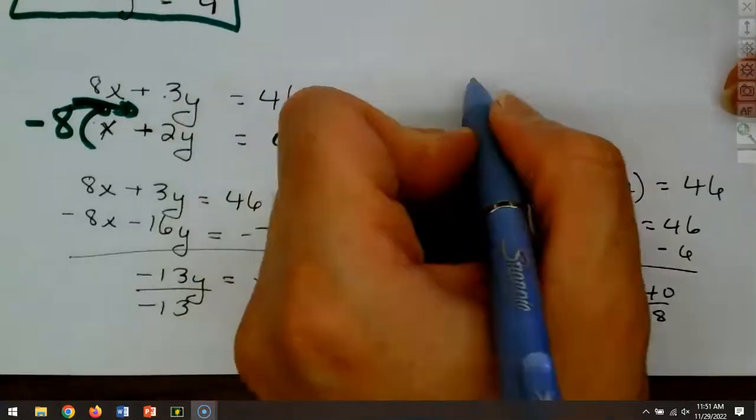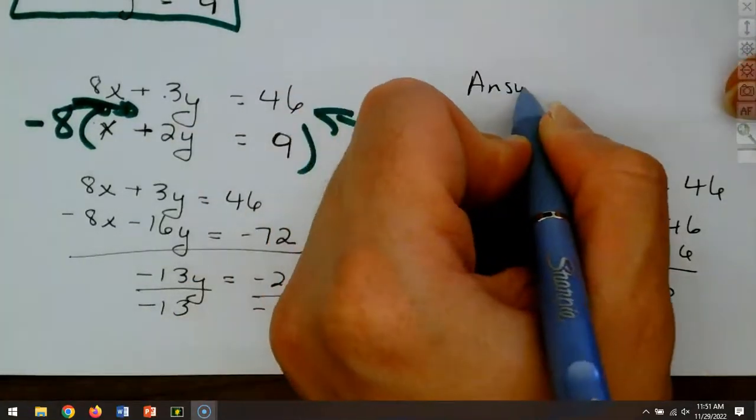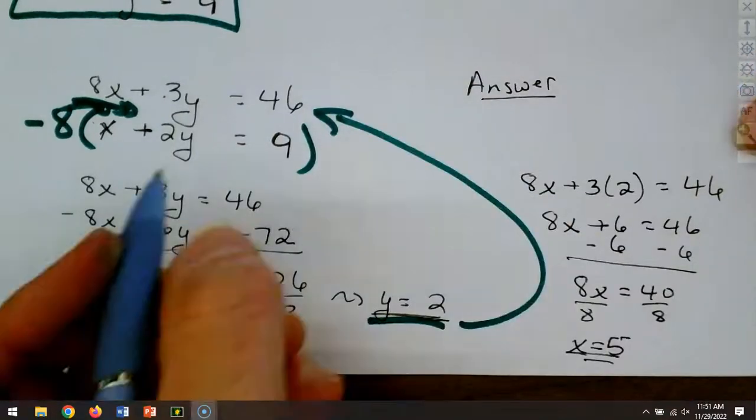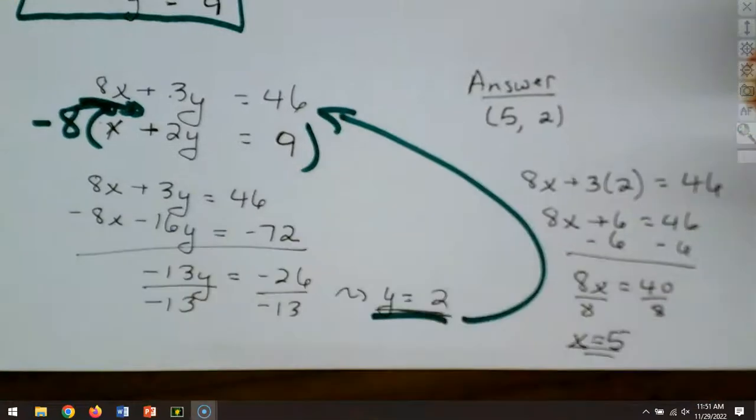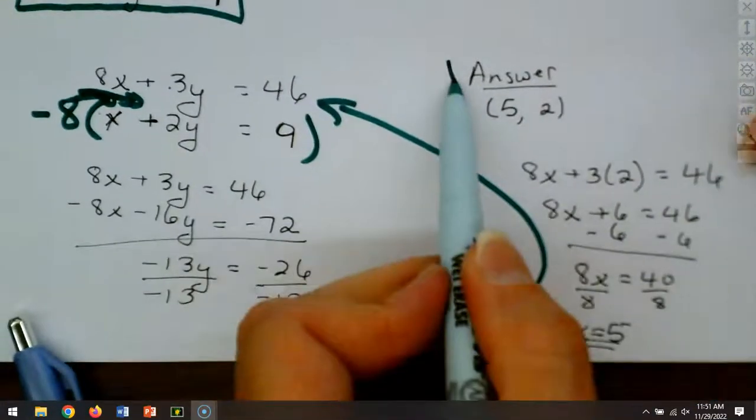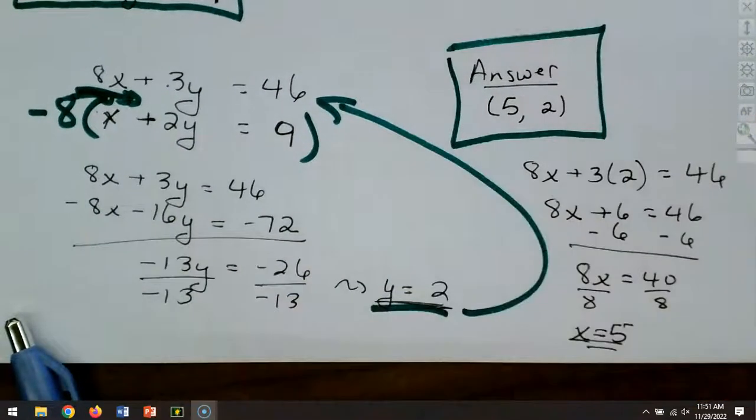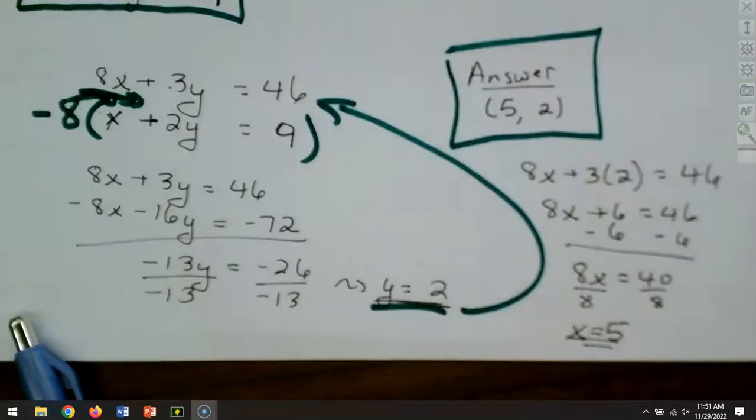As an ordered pair, the answer would be 5, 2. Now, you only have one of these in your homework. There's only one. It makes you work with the fractions. I only gave you one of them. The rest are pretty easy.